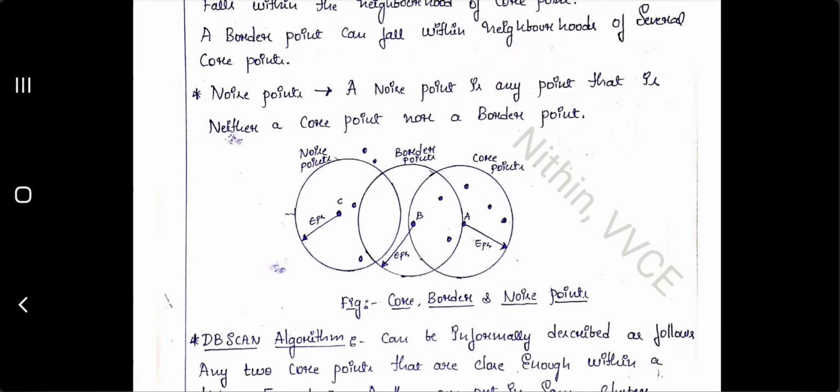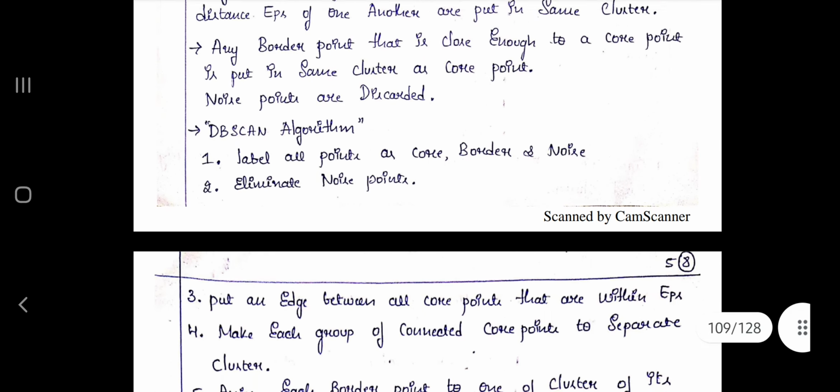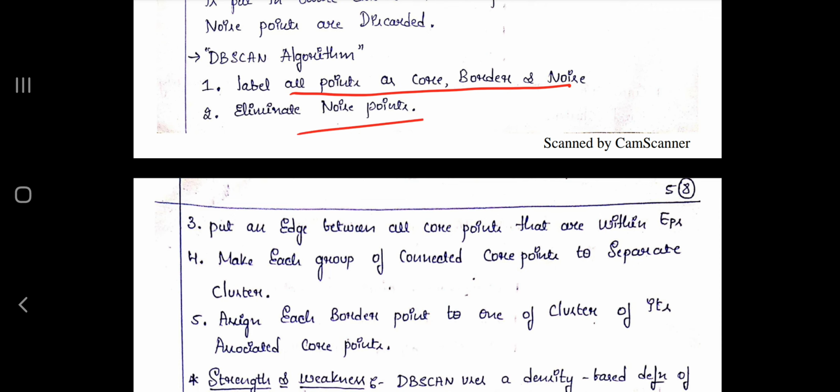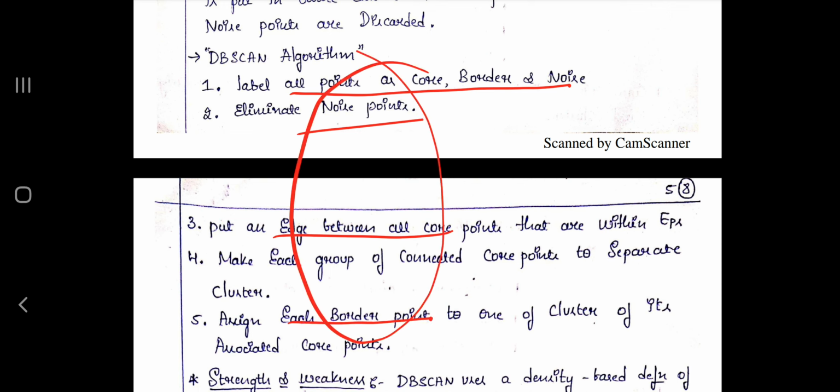Then what is the second point I saw here? Okay, algorithm only. Here also the same thing. Label the points. The first step is label the points as core, border, and noise. Eliminate the noise points. Make an edge between them. Assign the border point to the cluster and the core points. Then the thing will be over.